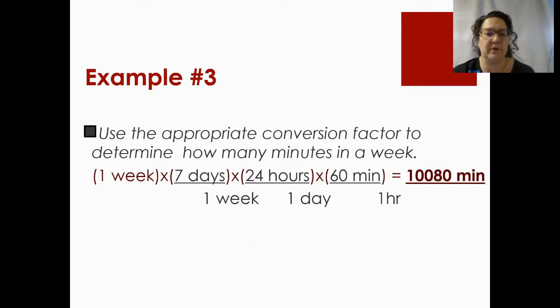Okay, so the appropriate conversion factor to determine how many minutes in a week. And again, we're going to do this one step at a time. So we said 1 week has 7 days. So then we can cross off week. 1 day is 24 hours. 24 hours has 60 minutes. So there's 10,080 minutes in a week. And we can do that one conversion step at a time. Again, always units that you have are on the denominator divided by the units that you want are the numerator.